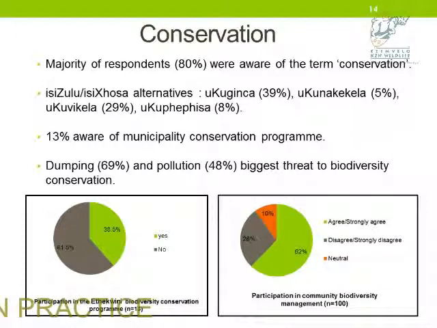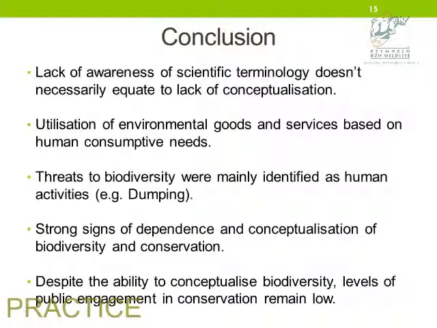In terms of threats to biodiversity, respondents identified dumping and pollution as the biggest threats to biodiversity. And in conclusion, we see that a lack of awareness of the scientific terminology, be it for biodiversity or conservation, doesn't necessarily equate to a lack of conceptualization. What we saw with the utilization of ecosystem or environmental goods and services was that these were mainly based on human consumptive needs or utilitarian needs. And as stated earlier on, the threats to biodiversity were mainly identified as human activities rather than what we were expecting to be climate change.